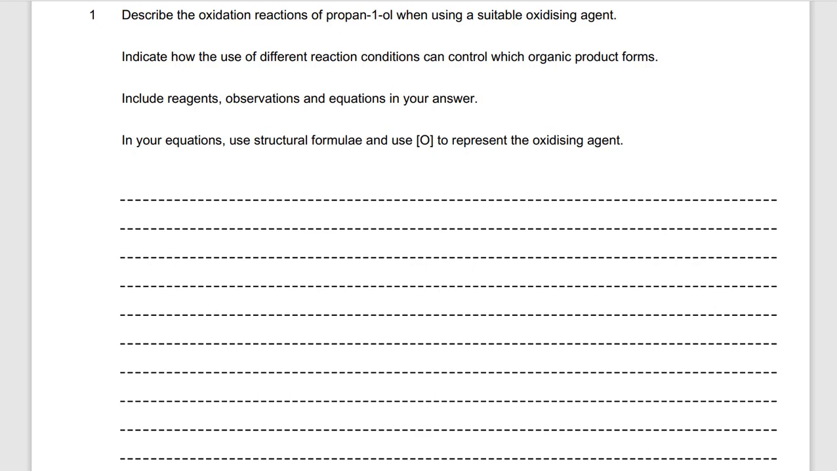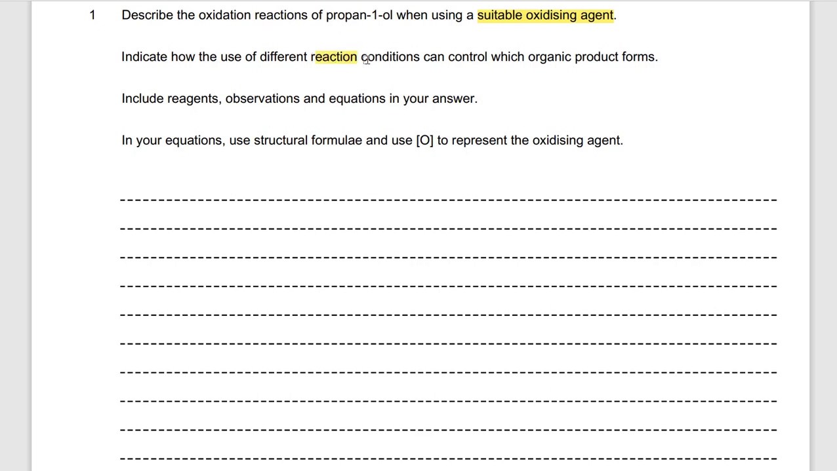In my opinion, it doesn't really get to 6 marks. It's not really what you actually have to put down. You might not think it was a 6 mark question, but they'll give you 6 marks for it. So really useful again to understand fully how these work. So: describe the oxidation reactions of propan-1-ol, suitable oxidizing agent. So that's important. That's the first bit. We need to talk about what the oxidizing agent is.